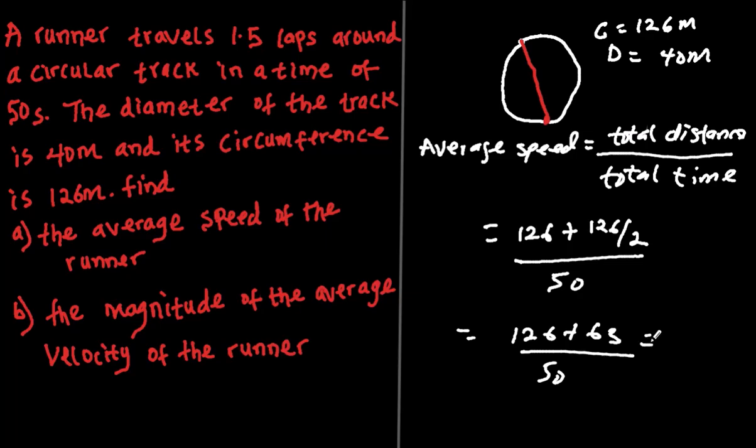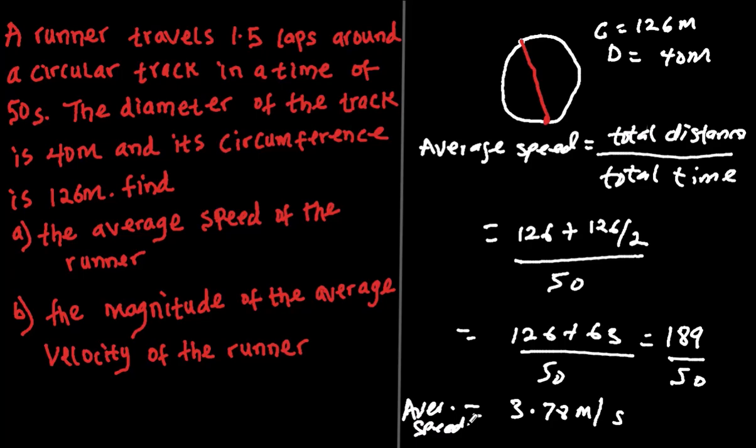So 126 plus 63, that is 189, 189 over 50. So what is 189 over 50? This is going to give us 3.78. So average speed is 3.78 meters per second. That is the average speed. So remember, average speed is total distance over total time taken.